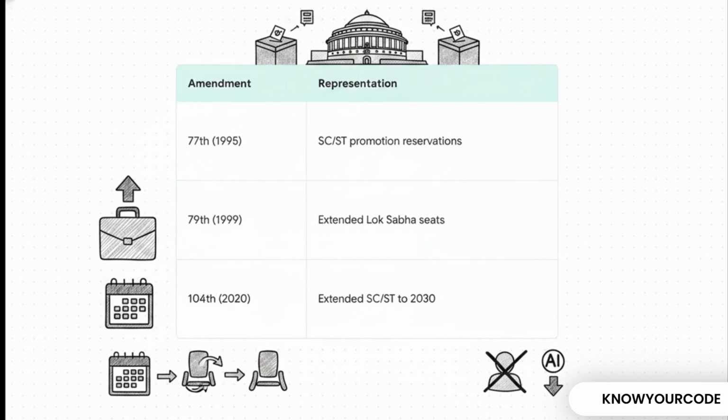Now, looking closely at representation, things get very specific. The 77th Amendment protected affirmative action by ensuring scheduled castes and scheduled tribes had reservations not just when they were hired, but in job promotions as well. Also, Parliament has to periodically renew political representation. So the 79th extended reserved parliamentary seats to 2010, and then recently the 104th Amendment extended those scheduled caste and scheduled tribe reserved seats all the way to 2030. Though interestingly, that same amendment actually ended the decades-old practice of nominating members of the Anglo-Indian community to Parliament.